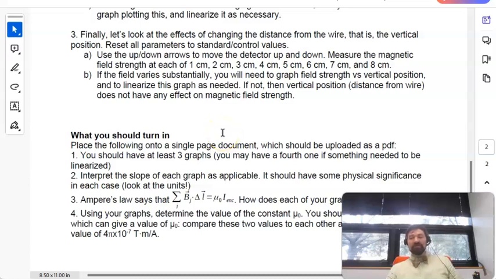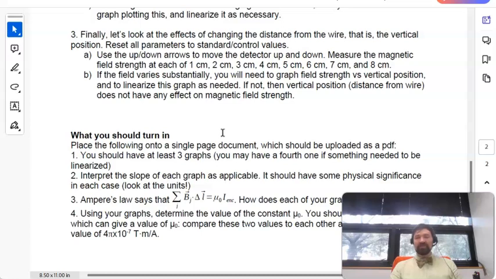Some plots may just be a horizontal line, in which case you can say this does not affect the magnetic field, or the magnetic field doesn't depend upon this. In other cases, you'll get some other function: straight line, an inverse, inverse square, exponential, parabolic, something. If you get a straight line, great, then you hand in your straight line graph and it's a linear relationship. If it is not a straight line graph, then you need to linearize it to figure out what the functional relationship is there.